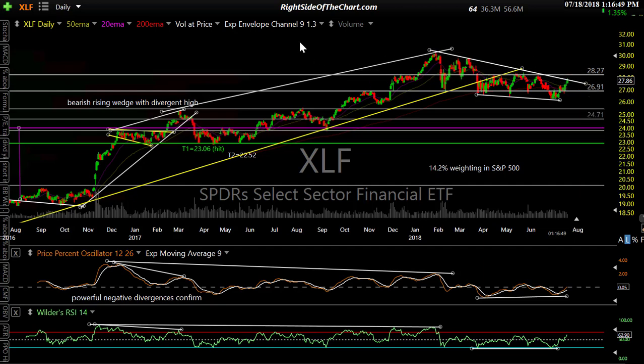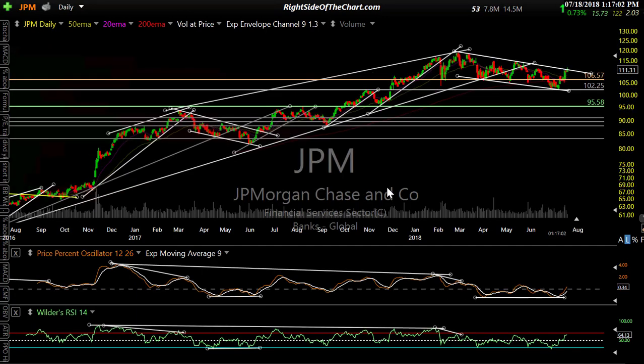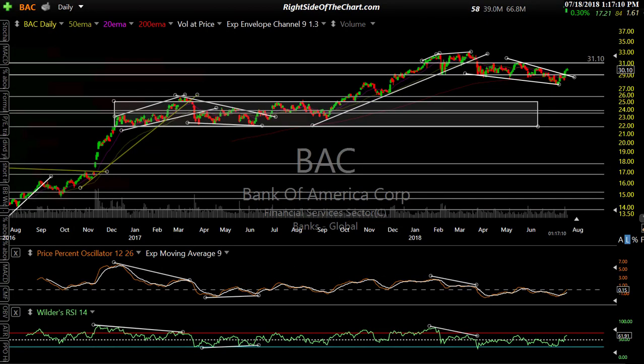Here's XLF. Now we're up to trendline resistance right now. So I think the bulk of the run, I said I was near-term bullish on that. I listed a lot of these leading bank stocks. There's Berkshire, gapped out, and already hit my first target out of that falling wedge pattern. JP Morgan is now at trendline resistance. So we had Berkshire at resistance I just showed you. JP Morgan at resistance after a nice run this week. Bank of America just broke out.